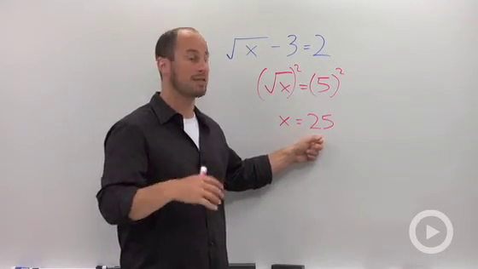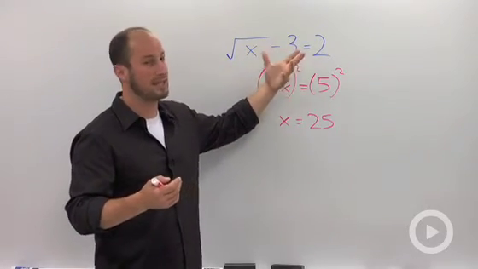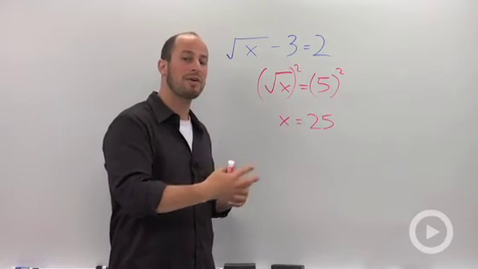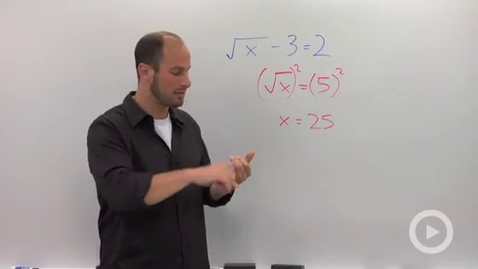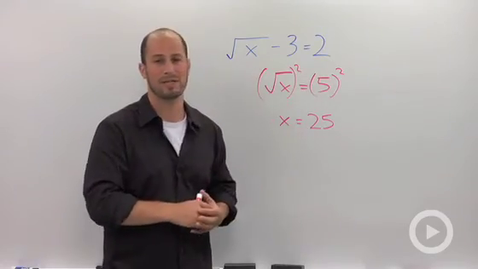Then we need to check, make sure it works. Plug in 25, square root of 25 is 5, minus 3 is 2. Okay, so by going through our steps, isolate our square root, take it to the appropriate power, solve and check, we're able to solve any equation with a radical.